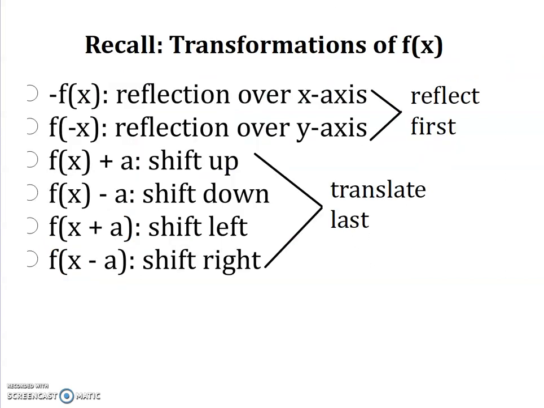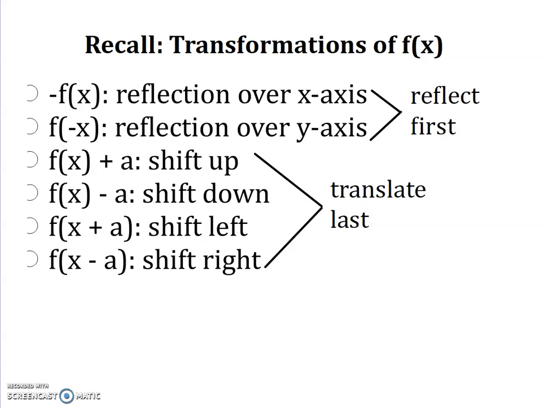Here are some transformations. If it has a negative in front of f of x, it's going to reflect over the x-axis. If there's a negative with the x, it's going to reflect over the y-axis. We're always going to reflect first. It's going to shift up or down if there's something added or subtracted to the back side, and it's going to shift left or right if something's inside.